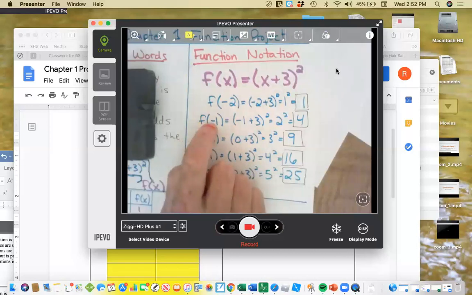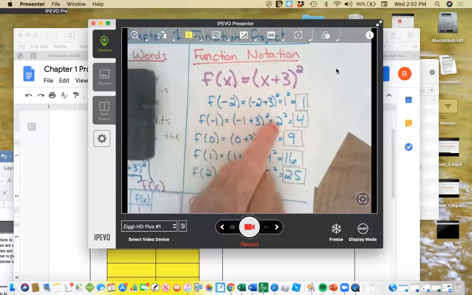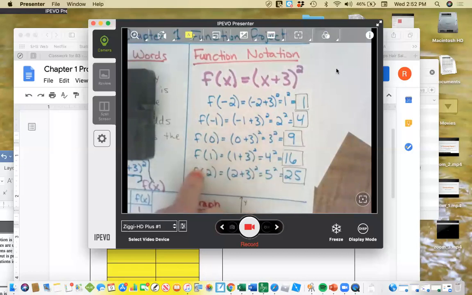Next, my input is going to be -1. I substitute -1 in for x. I add 3, which is 2. Then I square, which is 4. For 0, add 3, which is 3. Square it, which is 9. Put in the 1, add 3, which is 4. Square it is 16. For this next one, I plug in 2, I add 3, which is 5. Square it, which is 25.